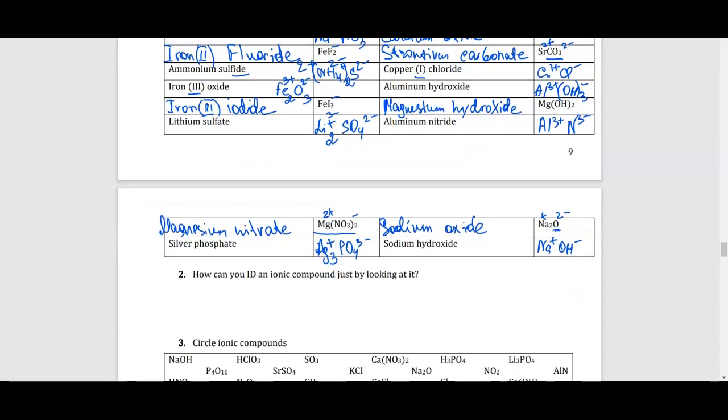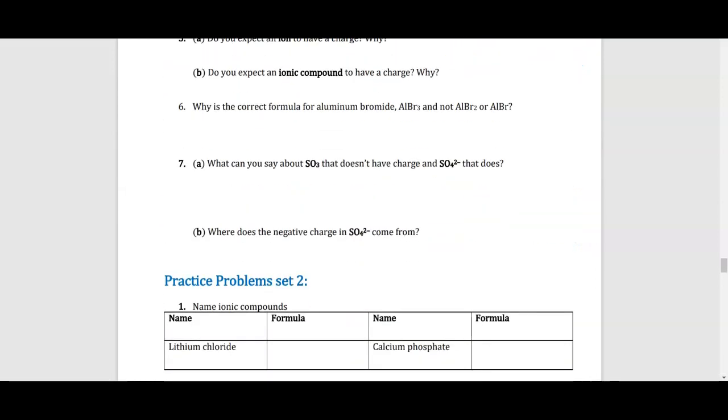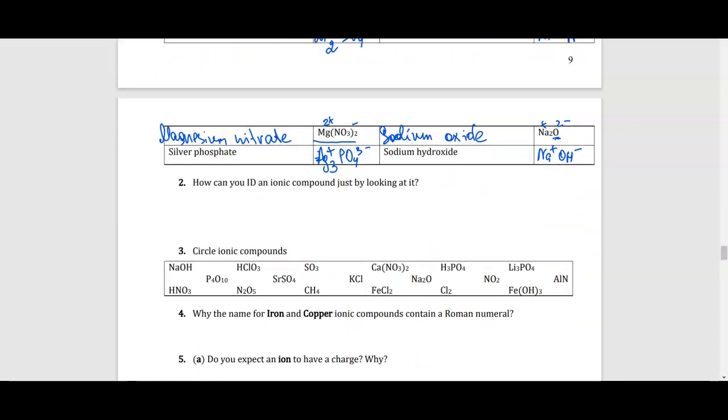Okay, just don't forget to use your solubility table where we made our notes. Okay, how can you identify an ionic compound just by looking at it? You need to identify it by finding a metal and non-metal compound, or NH4 bonded with a non-metal.